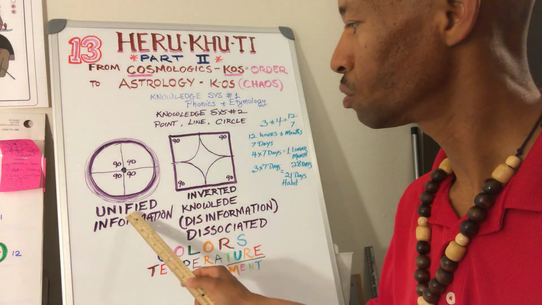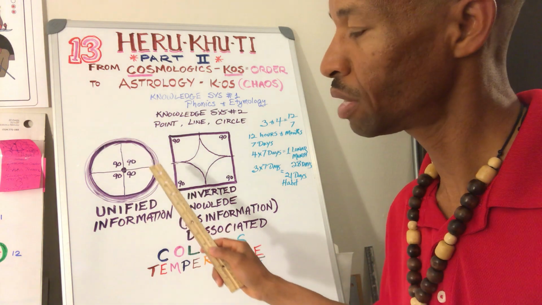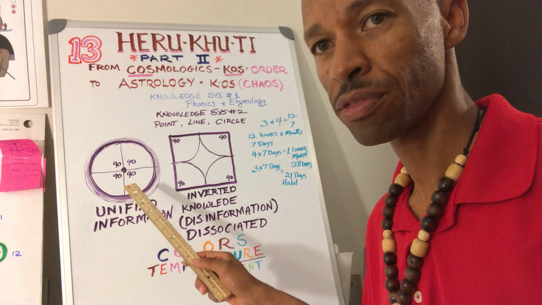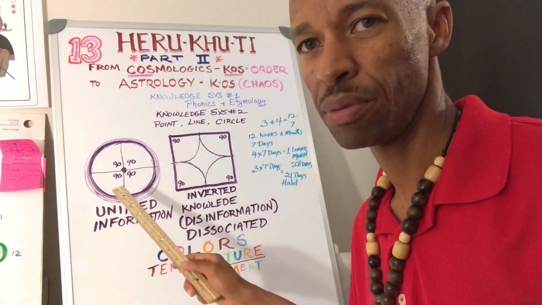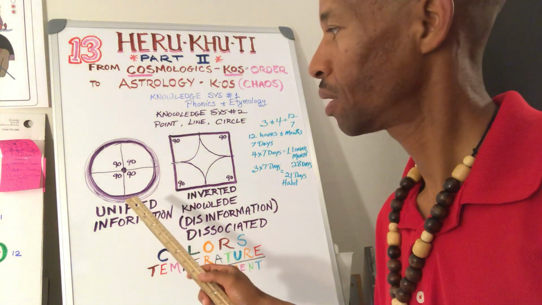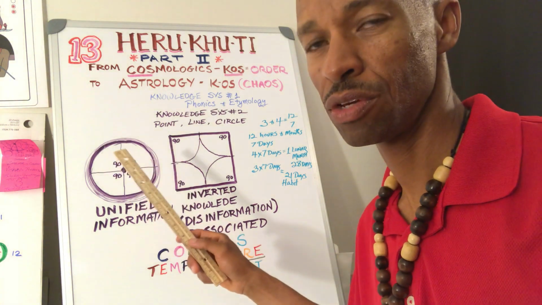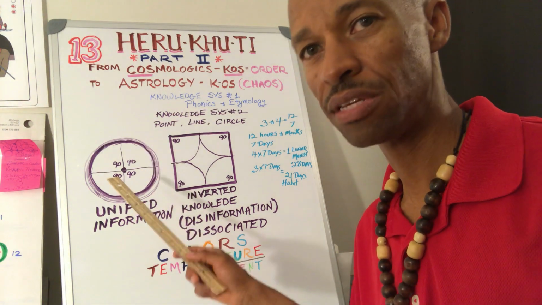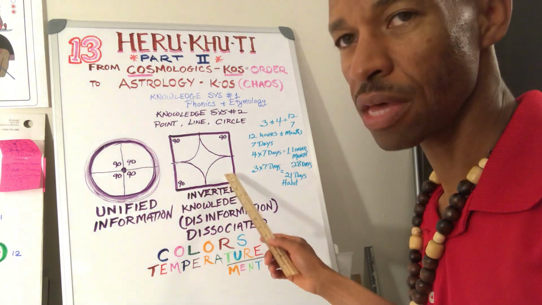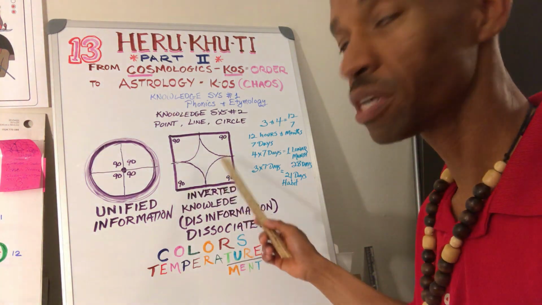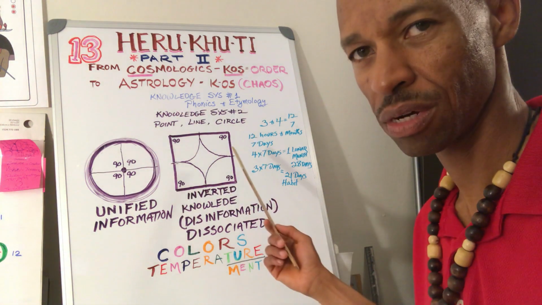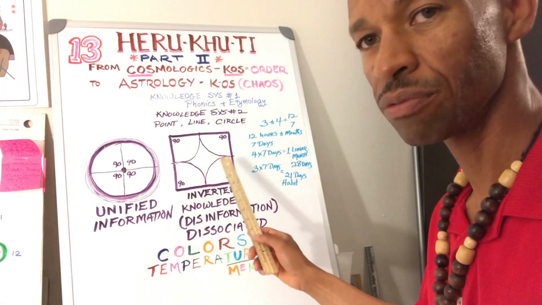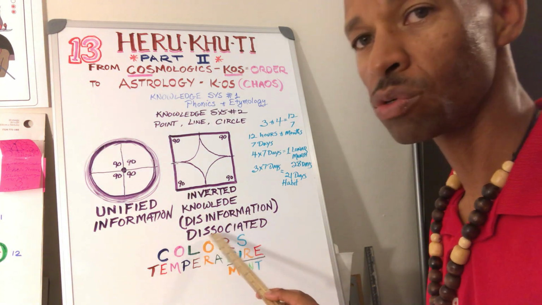This is how unified information gives you everything from where you are on the earth, every bit of information about your body. It gives the time, the directions, the seasons, etc. You don't get that from a square, okay? Especially if it's inverted from the circle, you don't get that. So this would be a method of disinformation or dissociation.